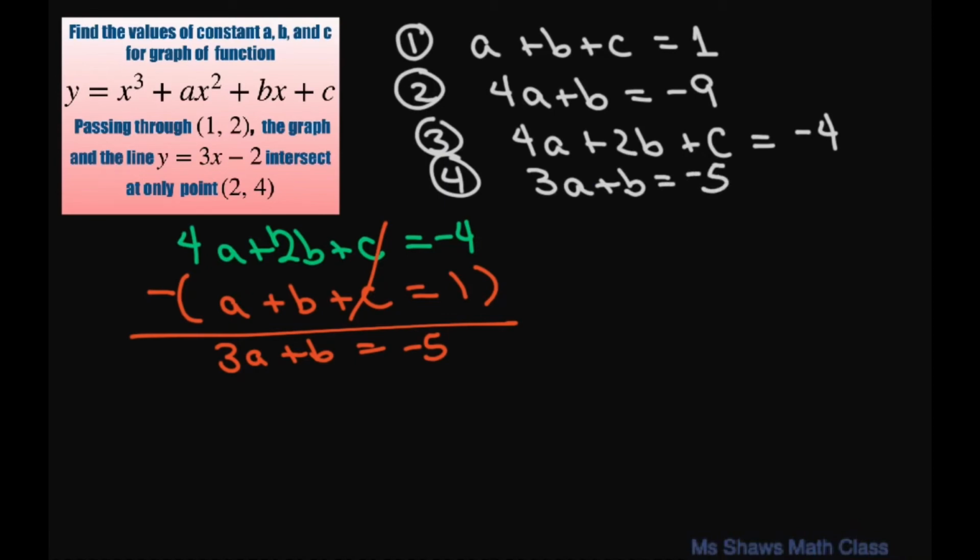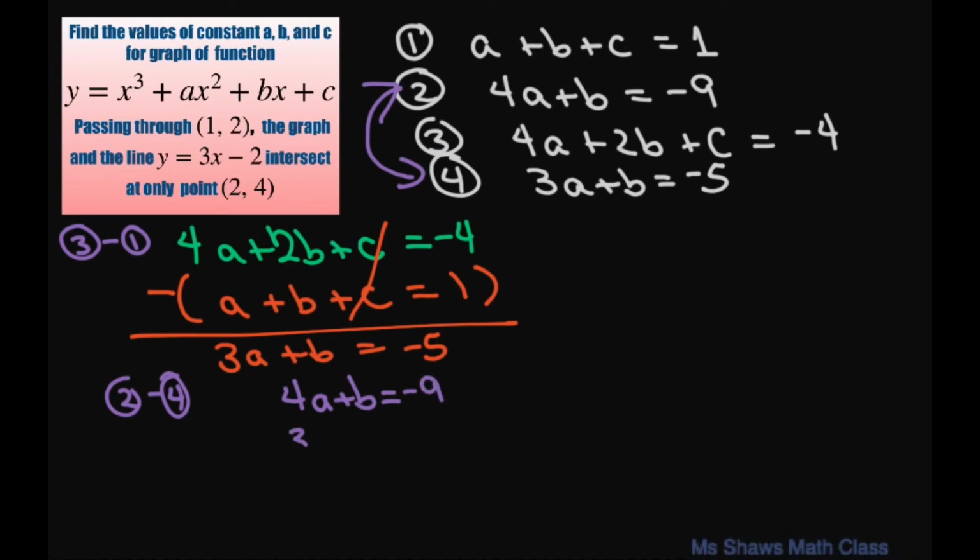All right. And then since we have just a and b in equations 2 and 4, I can take 2 minus 4. So 2 is 4a plus b equals negative 9, and 4 is 3a plus b equals negative 5. Then we subtract, and the b's will cancel. So a is going to equal negative 4, because you're minus a negative here.